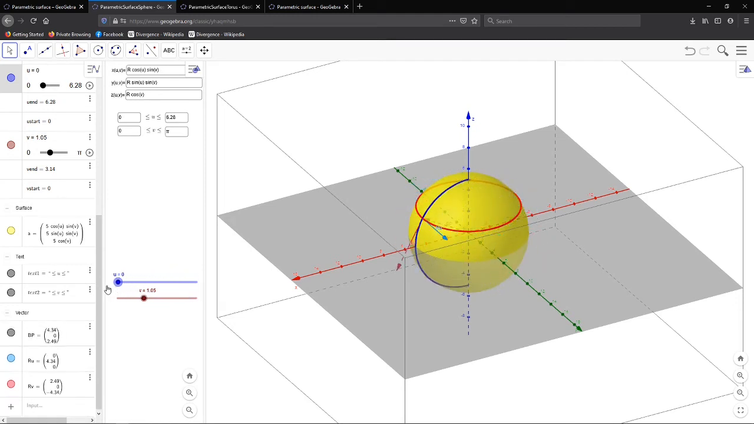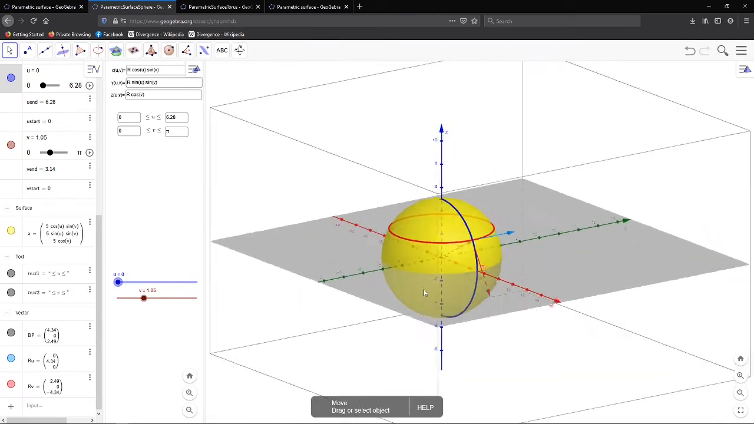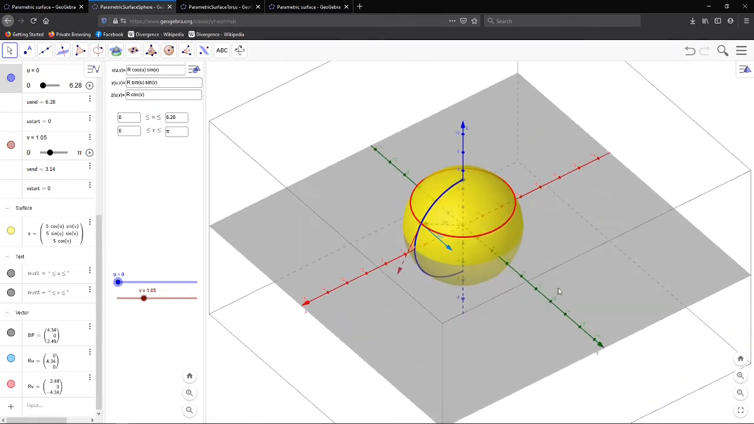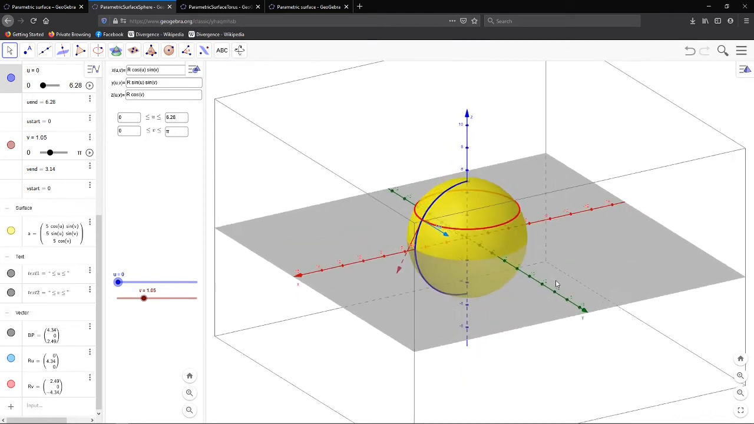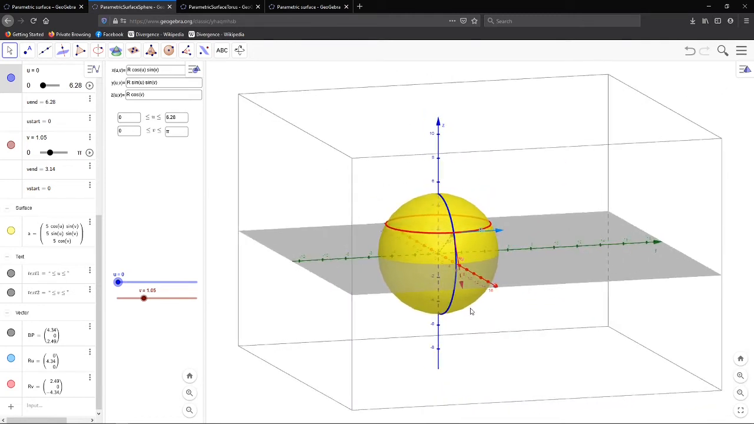And what's interesting here, and I haven't plotted it out, but it's not too bad to plot out. I'll leave it to you to try and figure out how to plot it out, is to plot out the cross product of these two vectors, which is going to be what's called the normal vector to the surface. At any point on the surface, the cross product of r_u and r_v is going to be a vector that's exactly normal to the surface.